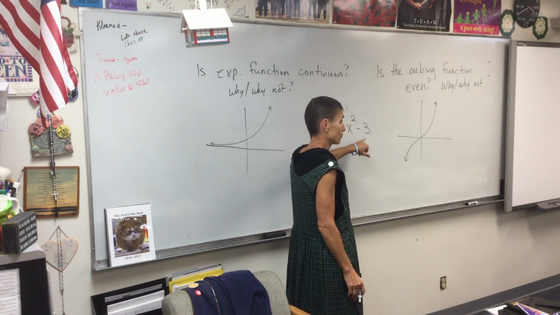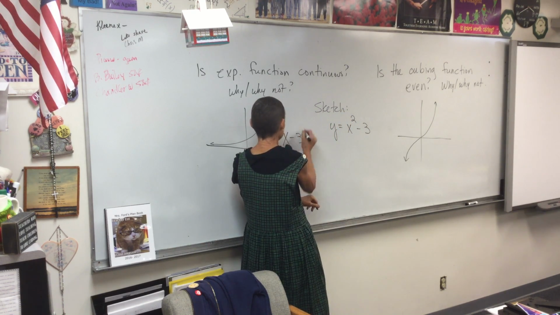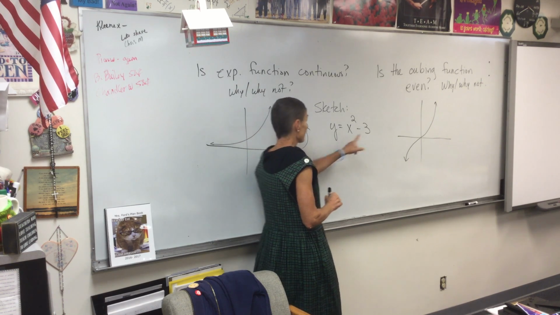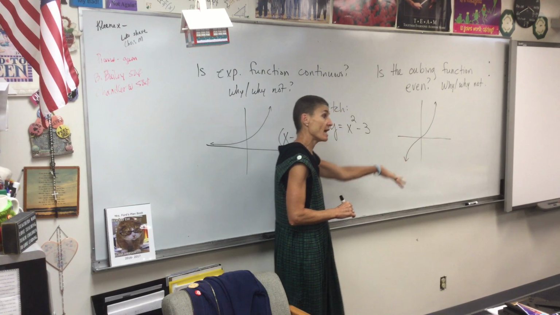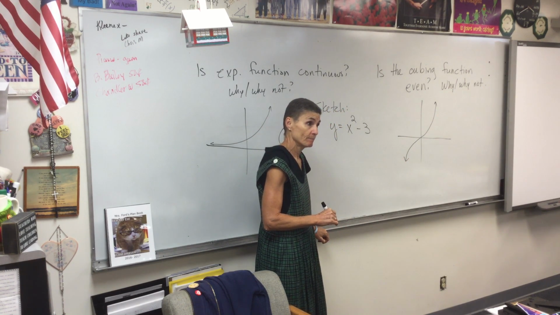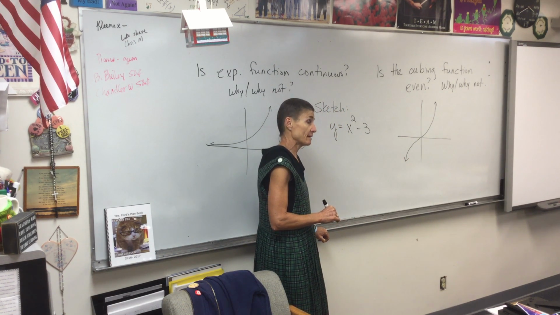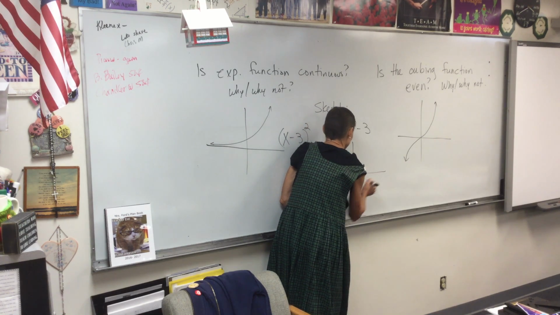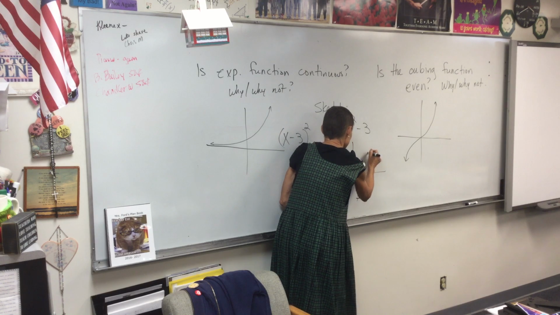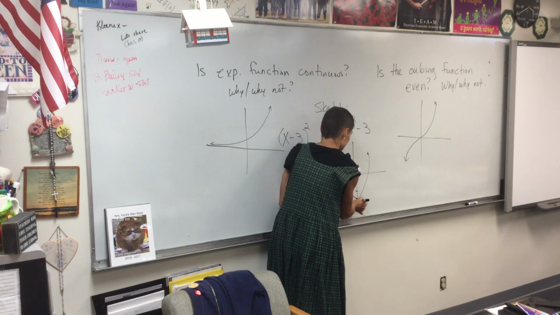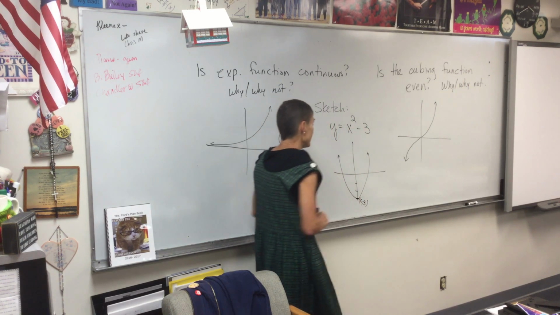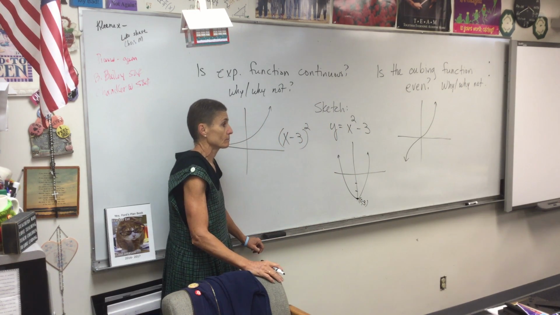We know what shape that is, right? Now notice that 3 is not grouped with the x. That would be something different. That 3 is just kind of stuck on the end of the parent function. What does that 3 do then? The function lowers it 3. So you would somehow indicate that this is the point 0, -3, and that's all you have to do.